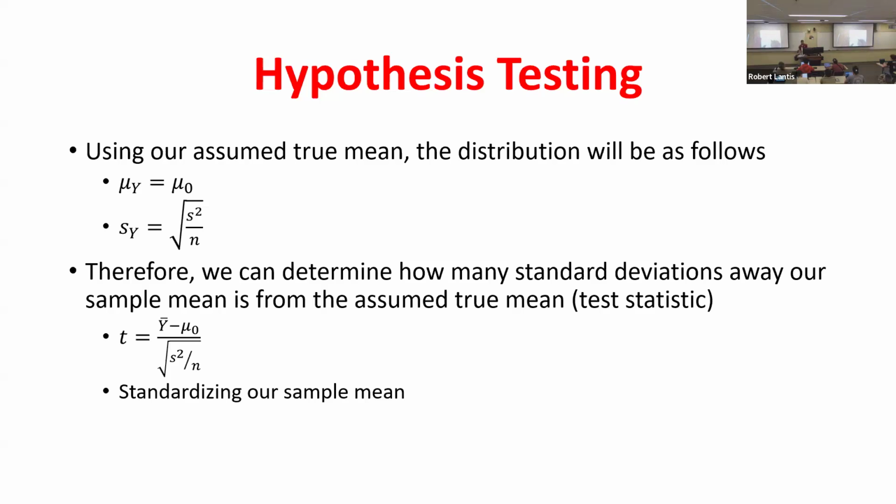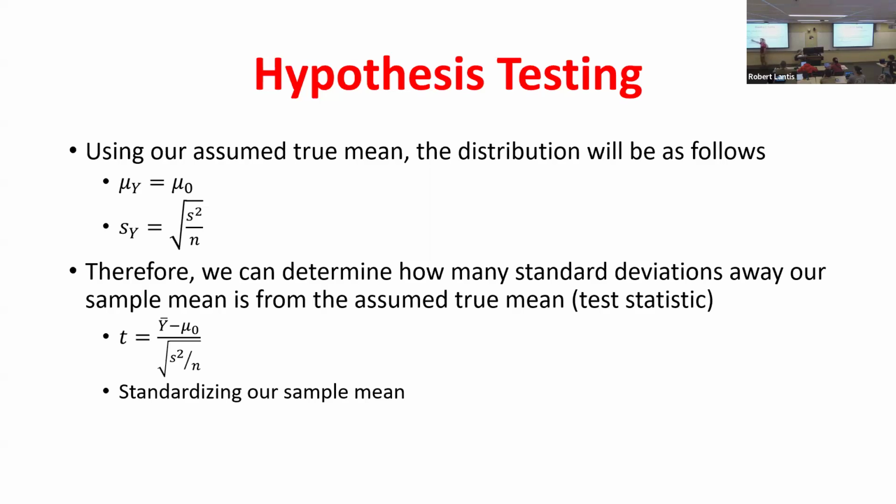So if I divide by the standard deviation of my sample means, well, what was the equation we had for the standard deviation of our sample means? The sample variance of our sample means would have been that sample variance over our sample size. We want the standard deviation, so we take the square root, right? So that's kind of where that comes from.